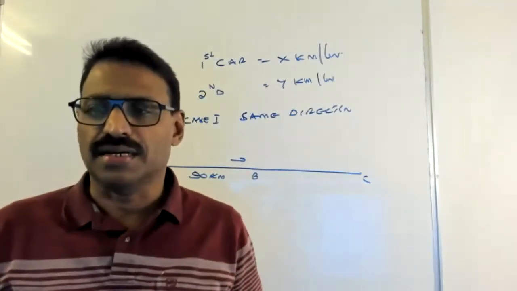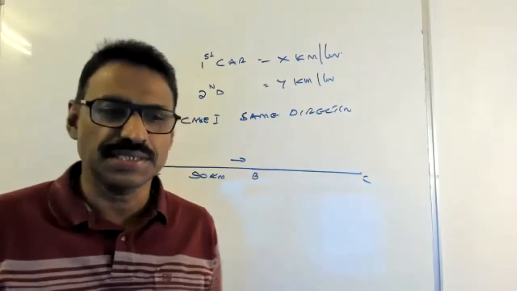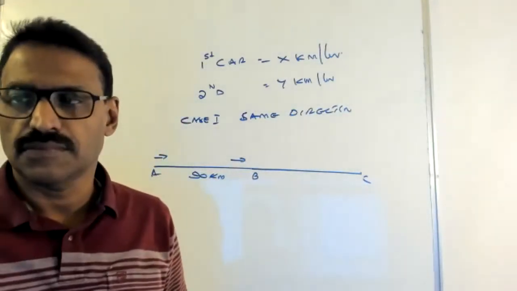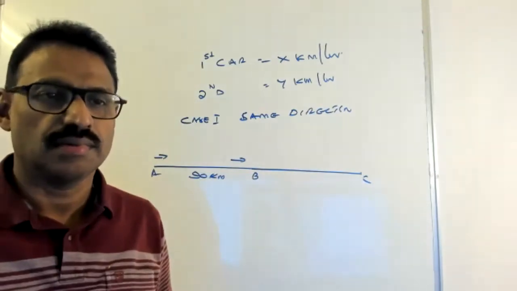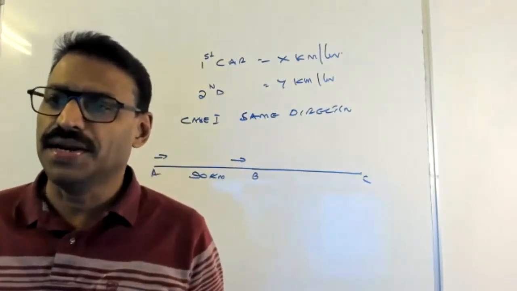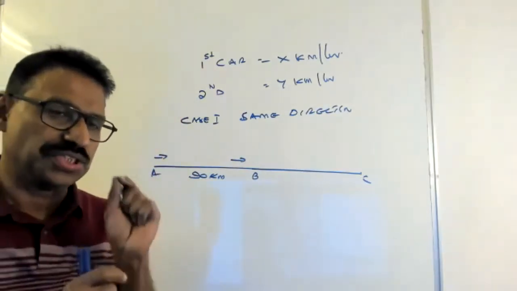Okay. Vishal, where is this 9x here in the figure? Vishal, AB, come on, man. Correct. My question understood, no?